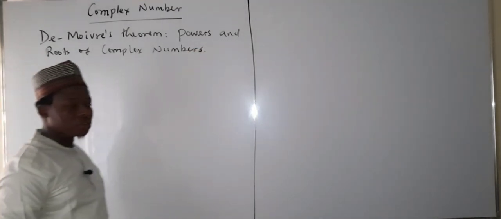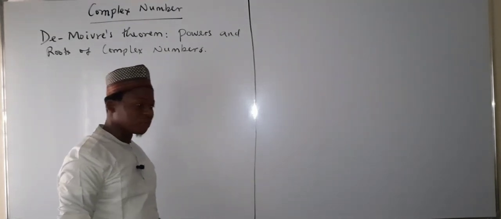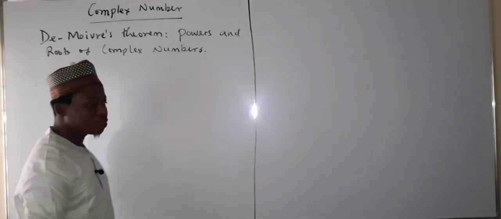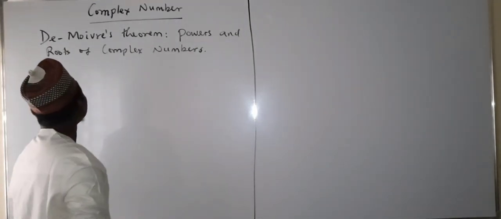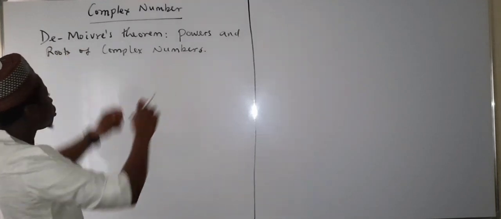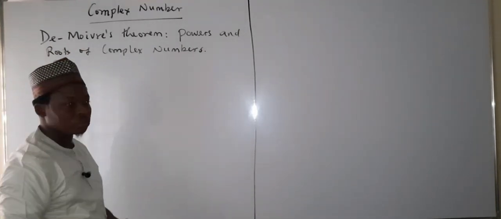So previously we discussed the polar form of a complex number, the argument of a complex number, the modulus of a complex number. Now we want to talk about the De Moivre Theorem. What is really the De Moivre Theorem?